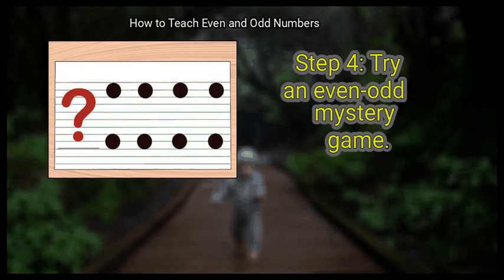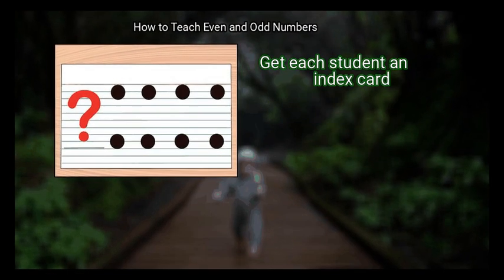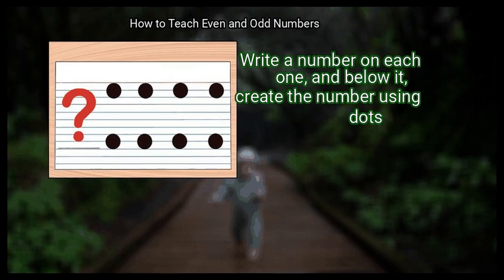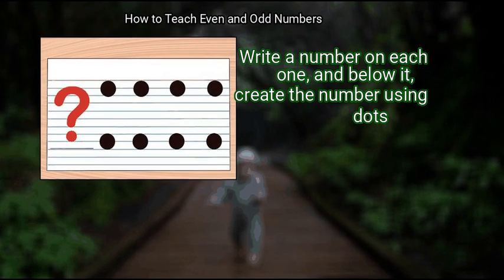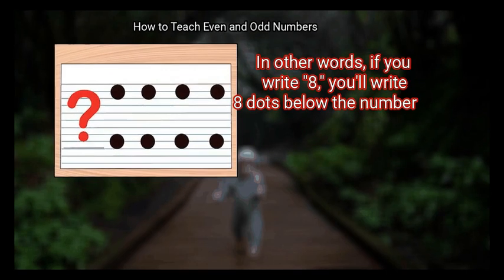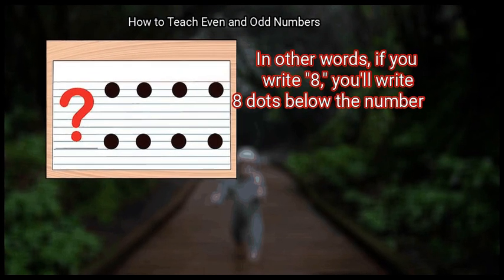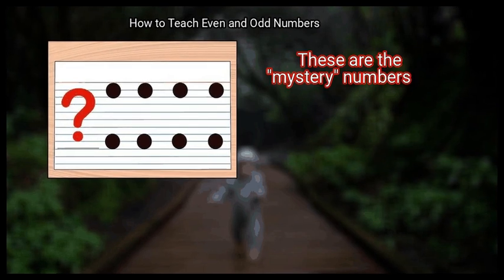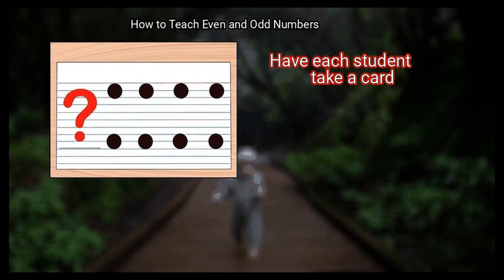Finally, try an even-odd mystery game. Get each student an index card. Write a number on each one, and below it, create the number using dots. In other words, if you write 8, you'll write 8 dots below the number. These are the mystery numbers. Have each student take a card.